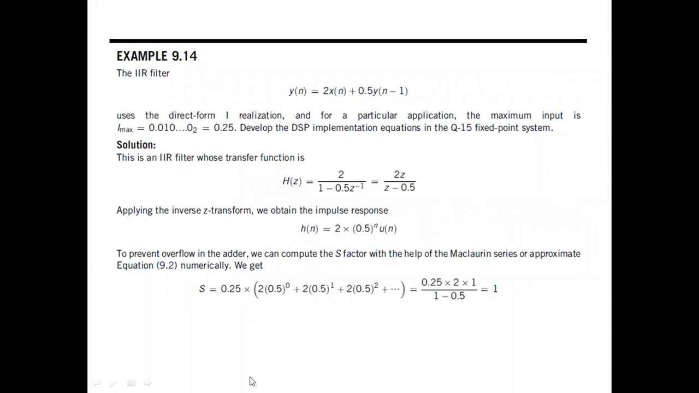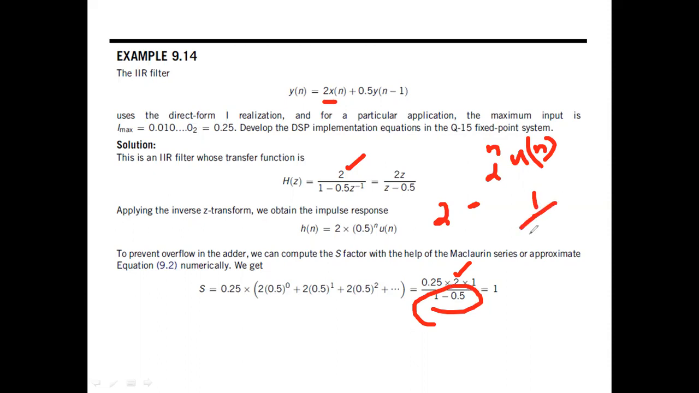So here we have a very simple problem. Impulse response equals y of z by x of z, which is 2 into z divided by z minus alpha, giving 2 times alpha to the power n into u of n. So the impulse response here is 2, a constant, times 0.5 to the power 0, 0.5 to the power 1, and so on. So what is the summation? Summation of 0.5 to the power n going from 0 to infinity is 1 divided by 1 minus alpha. So 2 into 1 divided by 1 minus 0.5. That's where we got this impulse response.